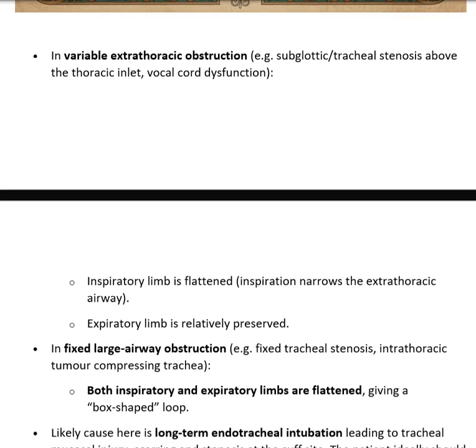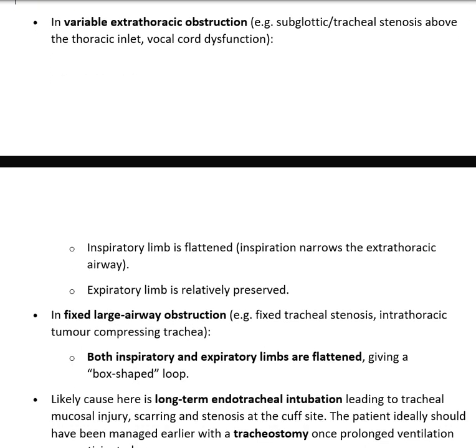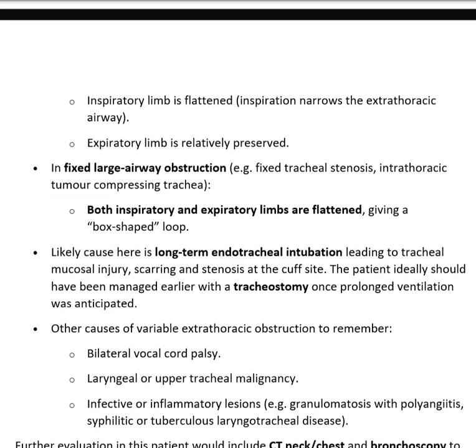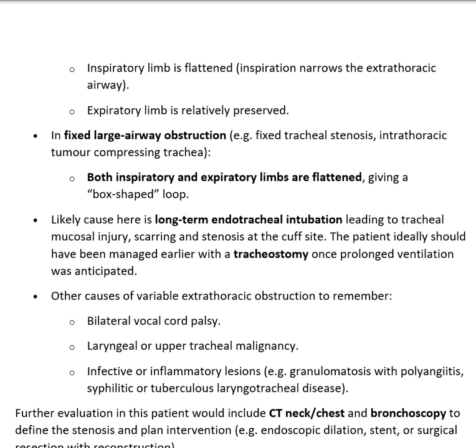In fixed large airway obstruction, such as fixed tracheal stenosis or an intrathoracic tumor compressing the trachea, both inspiratory and expiratory limbs are flattened, giving a box-shaped loop. The likely cause here is long-term endotracheal intubation leading to tracheal mucosal injury, scarring, and stenosis at the cuff site. The patient ideally should have been managed earlier with tracheostomy once prolonged ventilation was anticipated.